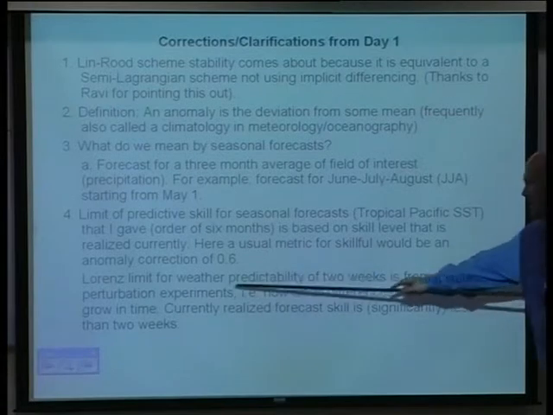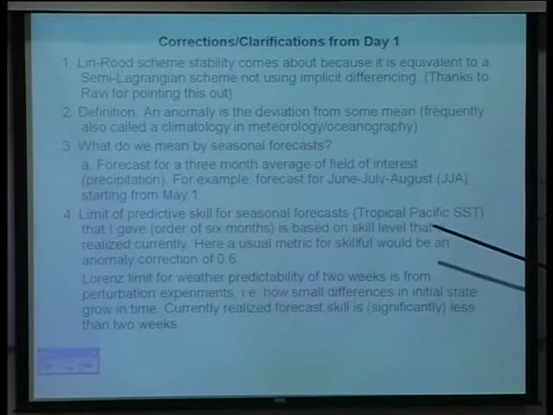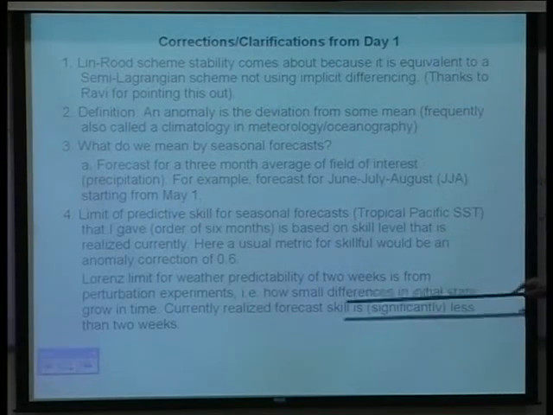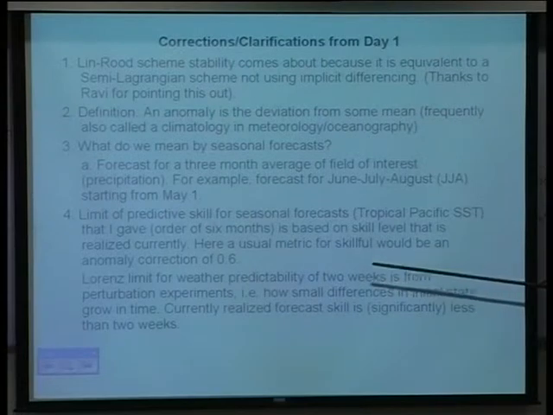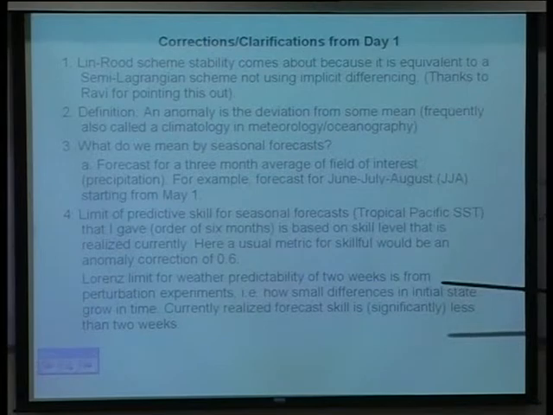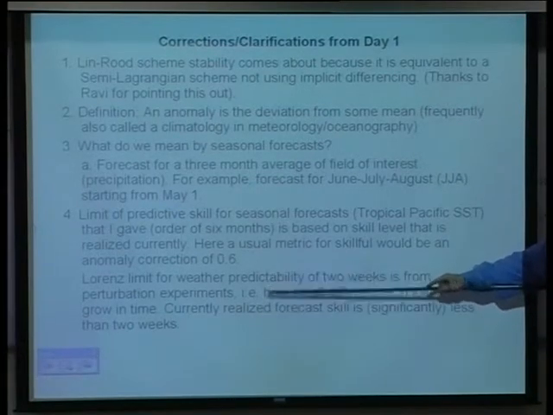So just to put that into a reference for you, the Lorenz limit for weather predictability is 2 weeks, right? But that actually comes from this growth of errors, small differences in the initial state, and then just applying the model. So the actual weather forecast that we have anywhere in the world, no one is getting skill at 2 weeks, right? It's substantially less than that. So the realized skill is significantly less than what we would call in meteorology the potential predictability.